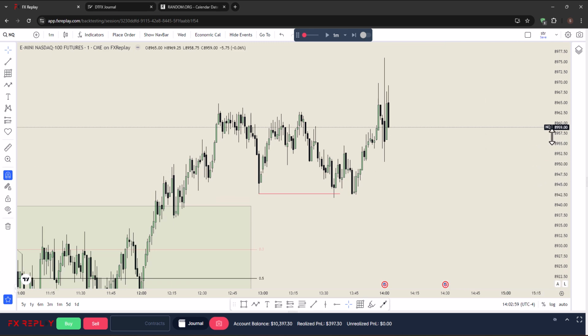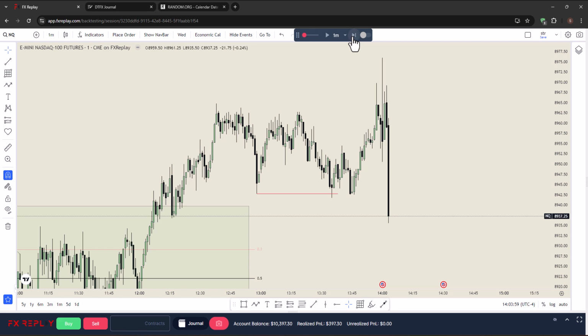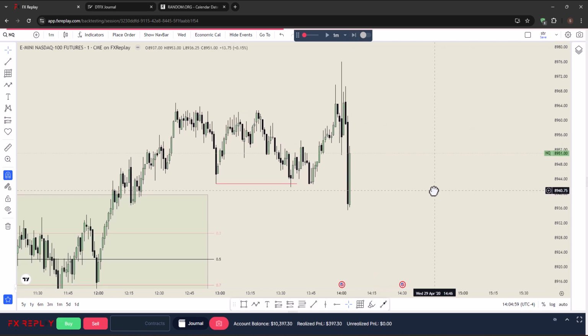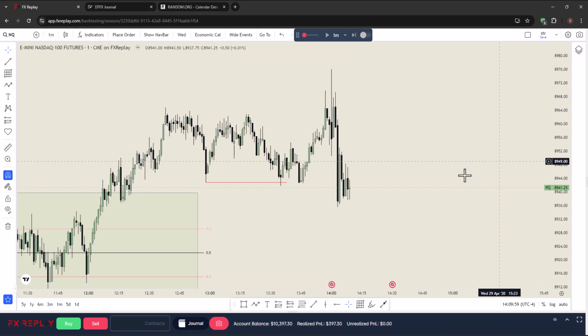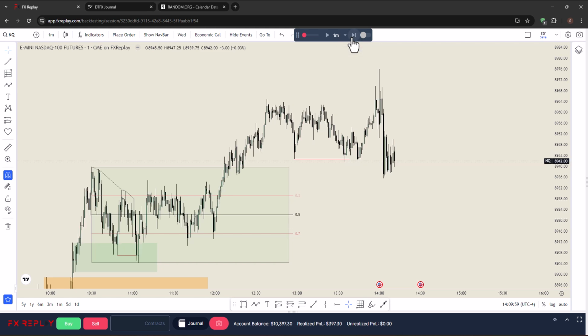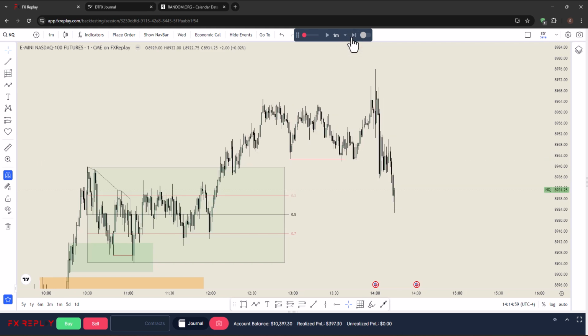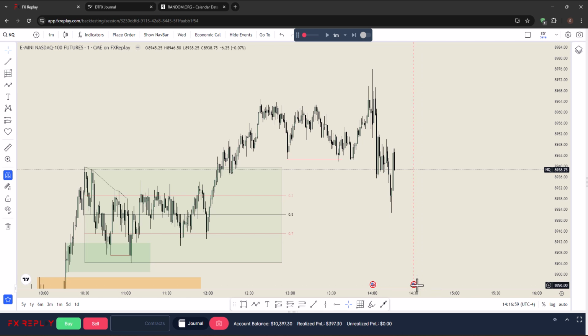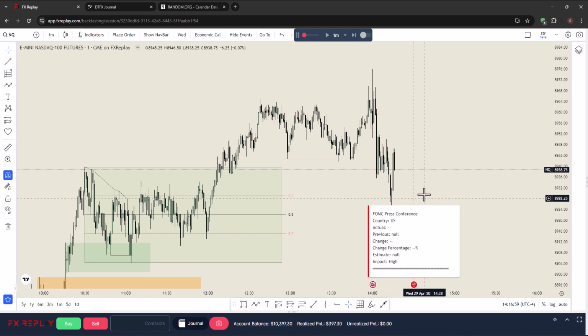All right, so this is not the best time to trade, especially on the 1 minute. On the higher time frame, you can trade these moves, but on the 1 minute, you can get liquidated quickly with a sudden move. So let's see what's going to happen right here.